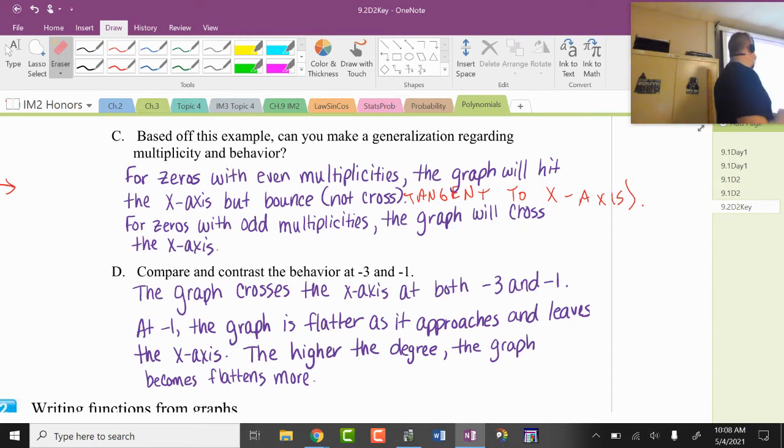They both cross, but -1's flatter. And I do want to see that. I mean, that's what we're going to do next. I think we're going to make graphs. Oh, no, equations. Nice.